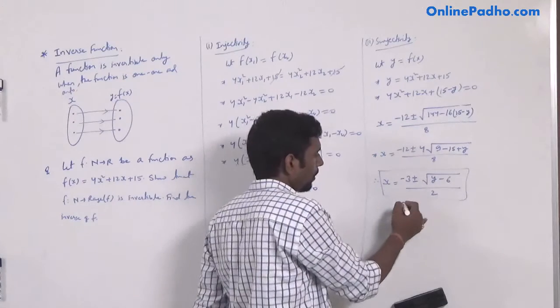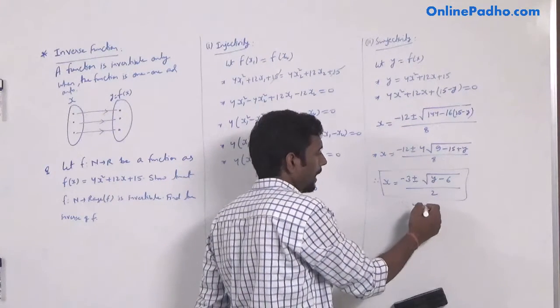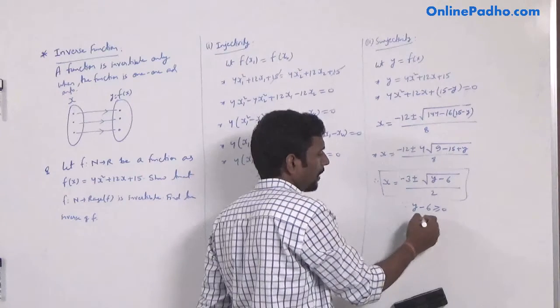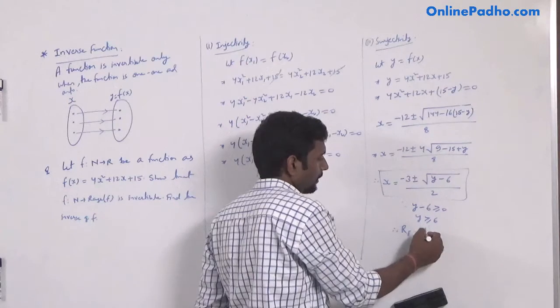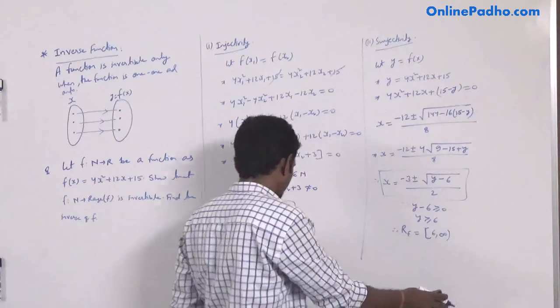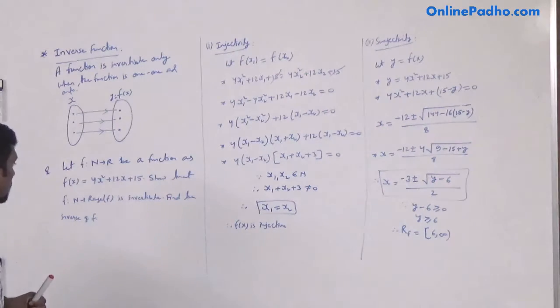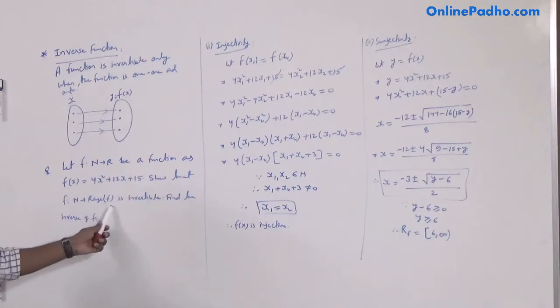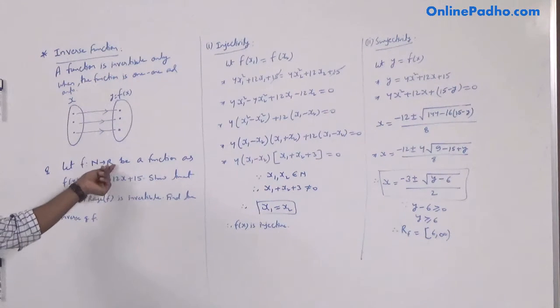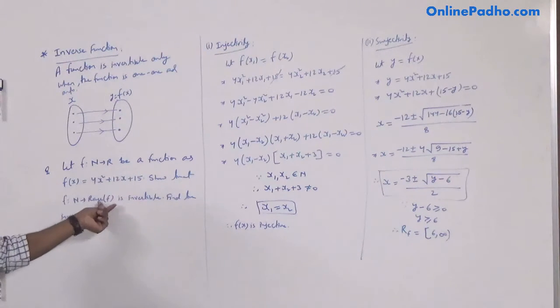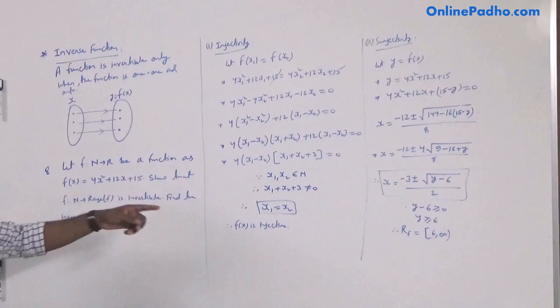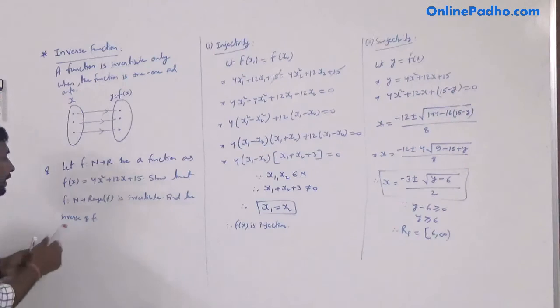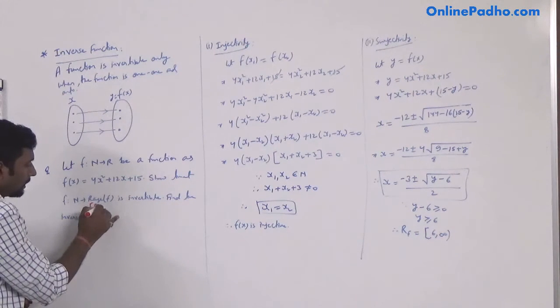The square root function cannot be negative, so we can say that y minus 6 is greater than or equal to 0, so y is greater than or equal to 6. Therefore the range of this function is 6 to infinity. The range of the function is 6 to infinity, and this is a subset of its codomain, the real numbers. It's very clear. So the range of the function is what? 6 to infinity.